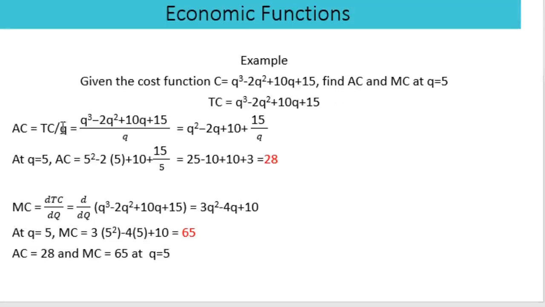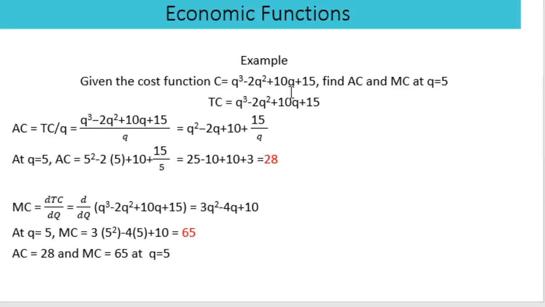Average cost is total cost by q, that is, divide this function by q, and marginal cost is the differential of this total cost function. That is AC equal to TC by q, that is q cube minus 2q square plus 10q plus 15 divided by q. Then we will get q square minus 2q, since 2q square by q is 2q, plus 10, since 10q by q is 10, plus 15 by q. At q equal to 5, the average cost is, substituting q equal to 5 into this function, 5 square minus 2 into 5 plus 10 plus 15 by 5, that equals 28.